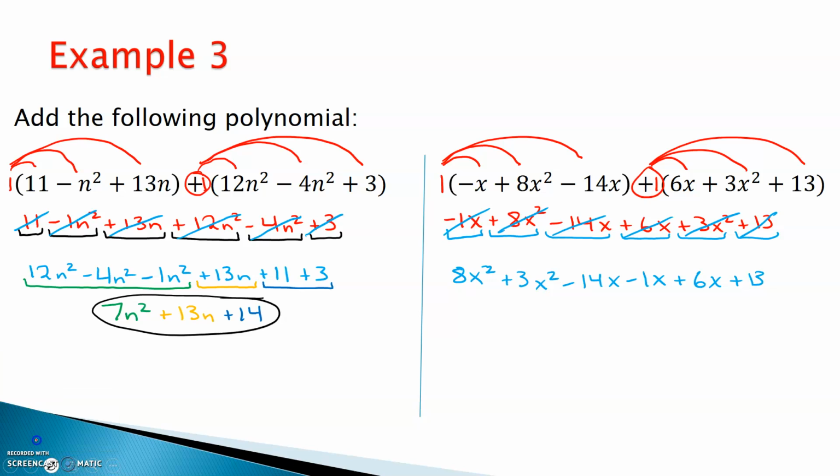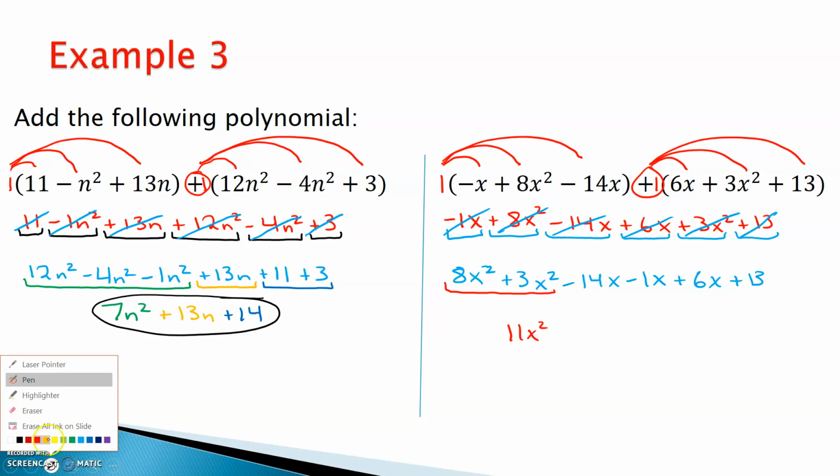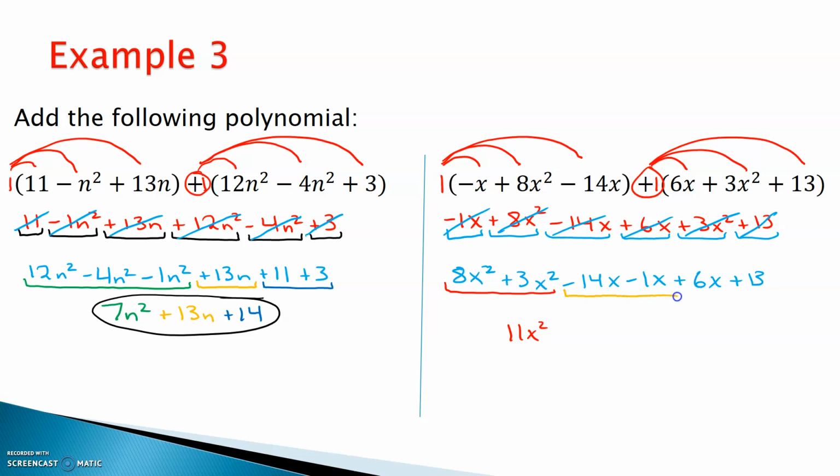All right. Which ones can I combine? I see 2x squared, so I'm going to go ahead and combine those. 8x squared plus 3x squared is 11x squared. The next one here is going to be x's. I got 3 of them actually this time. Negative 14, negative 1x, and positive 6. So negative 14 minus 1 is going to give us negative 15, plus the 6 is going to give us negative 9x.